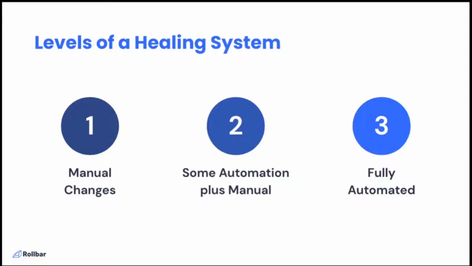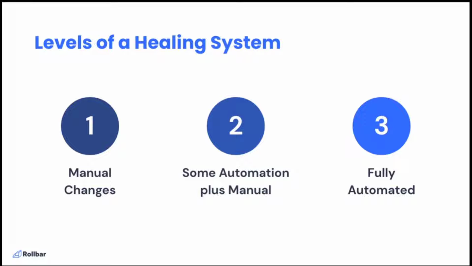There are three levels of healing a system that I'll talk about. One is manual changes: you get a bug report from a customer, you investigate, you fix the bug, and you deploy a new version as a result. All of that happens manually. Nothing is automated. The next step would be automation plus some manual intervention. Perhaps there's an automated system that reports to you that there's an error. It lets you know there's a problem, and then you manually pore over a log file or something like that, manually fix the bug and deploy again.